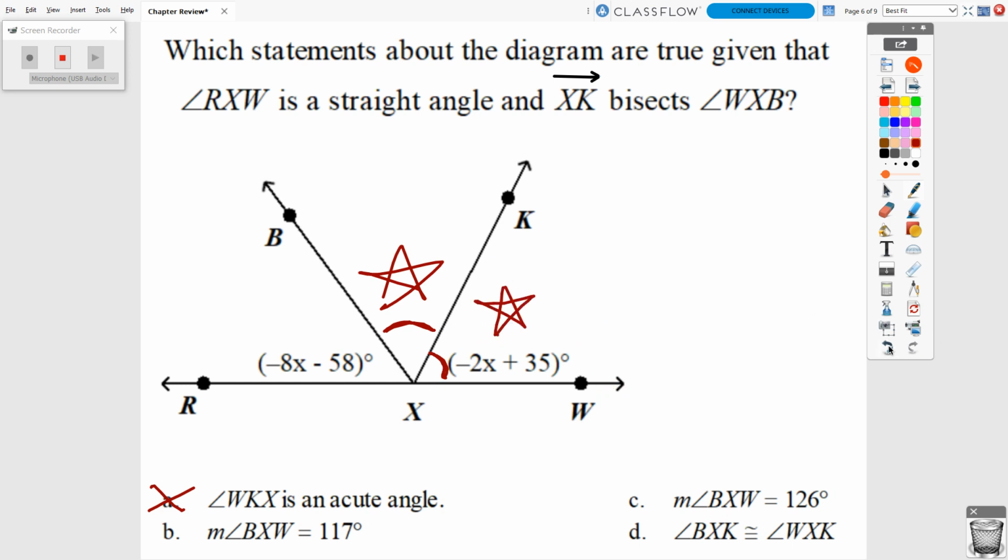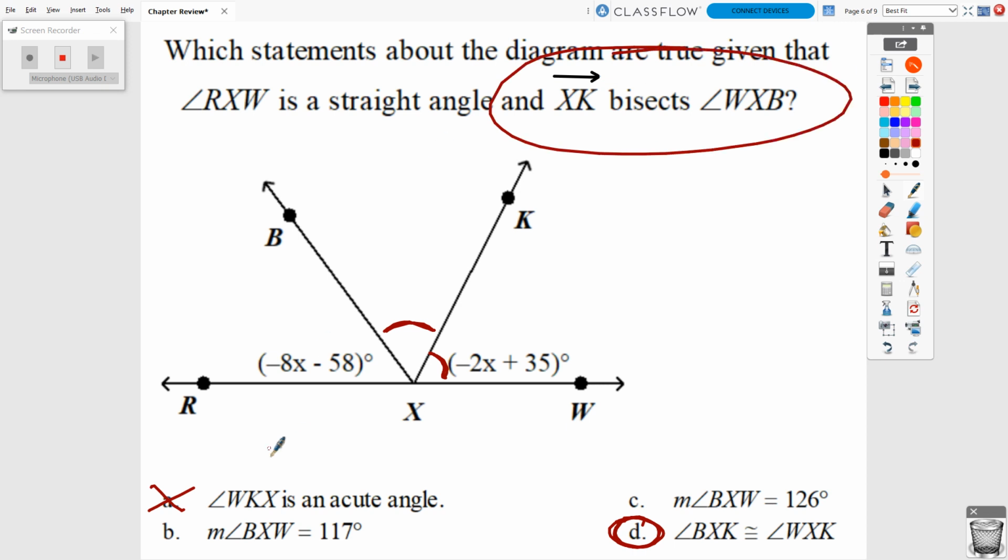Now, we know right now that that is a true statement. And we knew it was true because we were told of the ray bisecting the bigger angle WXB. So we definitely know that's true. But now it seems like either B or C, or maybe neither one of them are correct. Maybe it's not 117 or 126, but we need to find out.